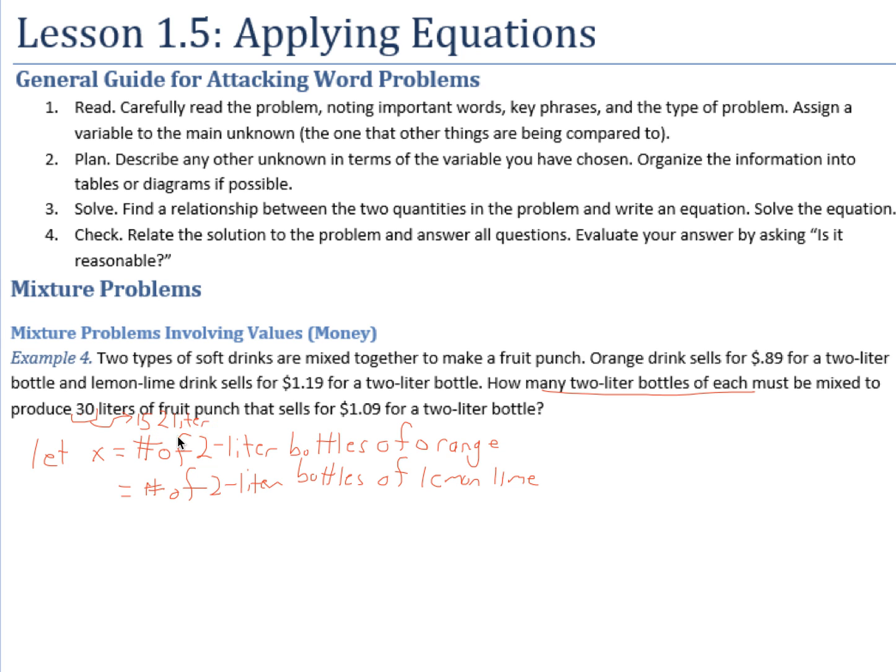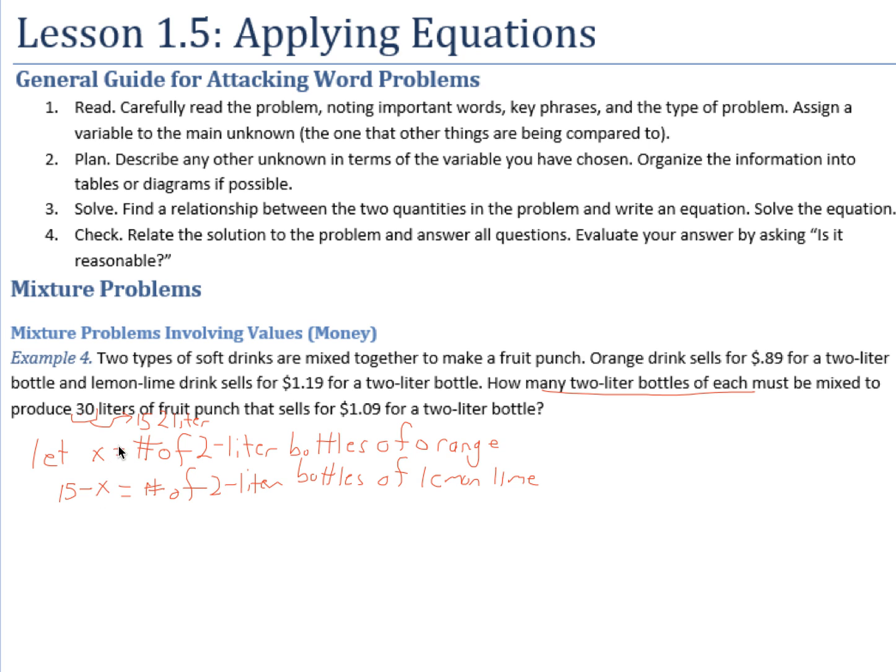And so realizing that, since we're talking about number of bottles, we're going to take 15, which is going to be our total, minus x. Because if we have 15 2-liter bottles of the fruit punch, if x of it is orange, the rest of it, so 15 minus the x, will give us how many lemon lime bottles we need. So had to be careful about that.